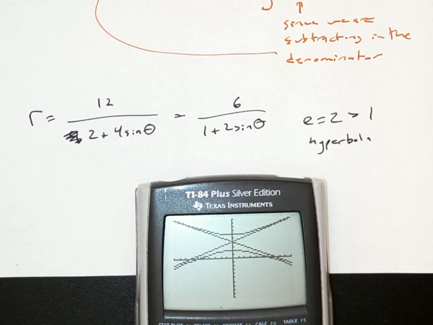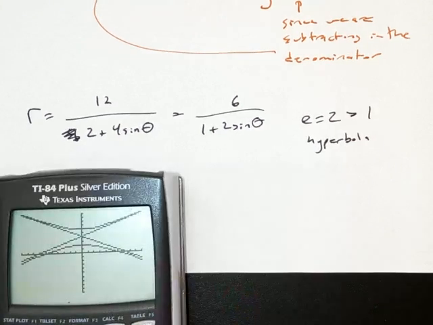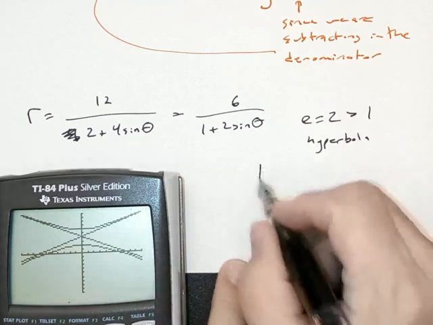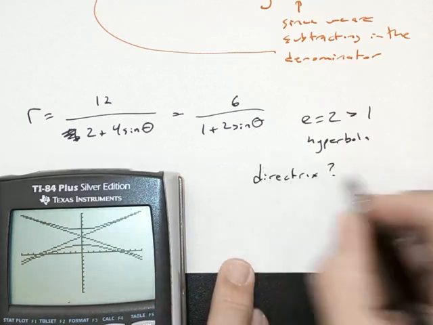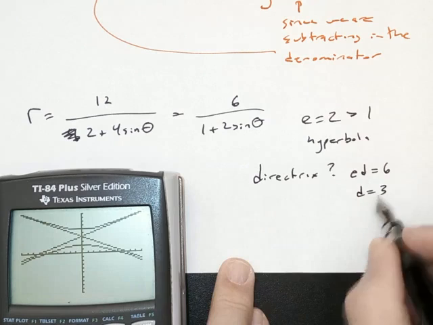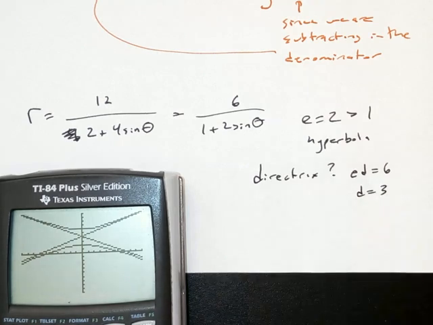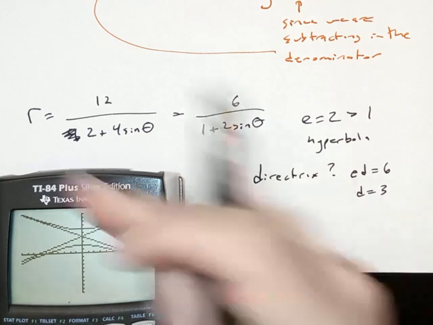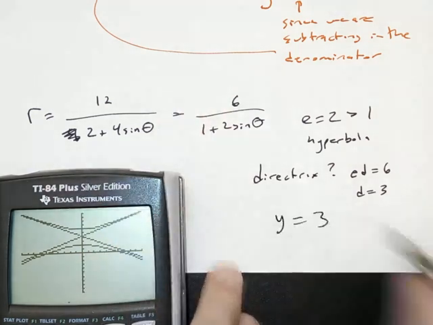e times d equals 6, so d is 6 divided by e. Right, but Jack said that's 3. So what's the equation? The number is 3. But what's the equation? Would this be the y... Positive 3, because I'm adding in the bottom, and it's y equals because it would be horizontal. The graph goes up and down, so it's y equals 3.